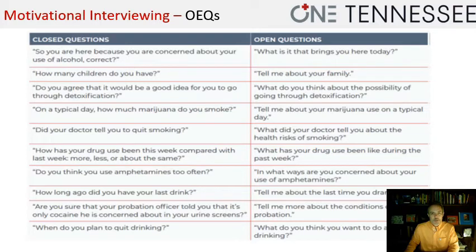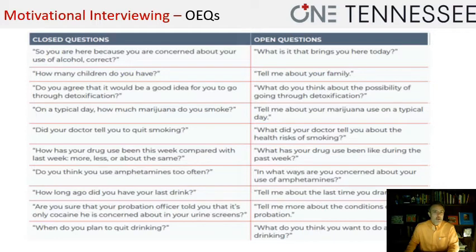So here are some examples of closed versus open-ended questions. A closed question would be, so you are here because you are concerned about your use of alcohol, correct? The simple response there would be yes or no. That's a closed-ended question that can be answered with a simple yes or no. A better way to ask that question would be, what is it that brings you here today? That makes the patient have to stop and think and give you an answer. How many children do you have? That can be answered with a simple number.